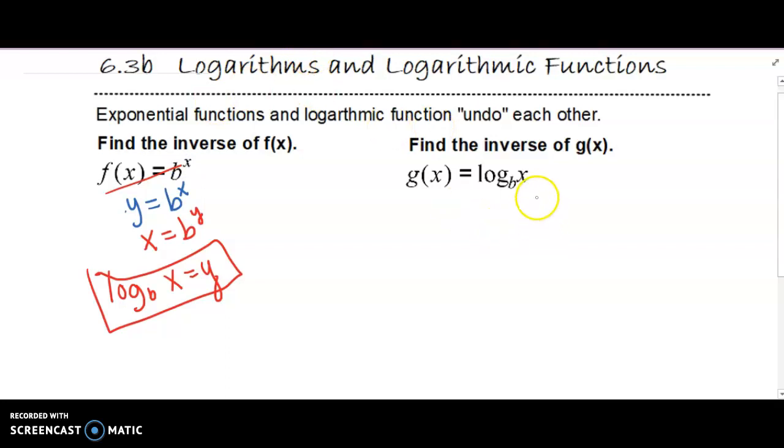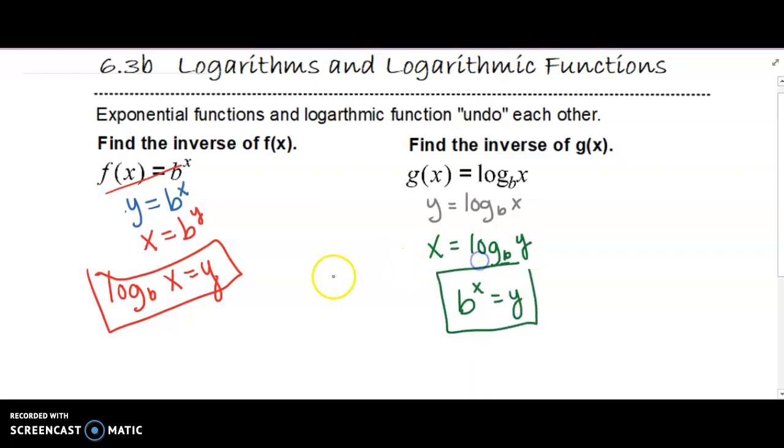All right, now if I come over here and I find the inverse of log b of x, so this is y equals log b of x. Okay, so the first thing I need to do is switch the x and y, so x equals log b of y, and then I need to solve for y, and the only way I know how to do that is to write this as an exponential function. So this would be base b to the exponent of x equals y. Here's the inverse, okay? So notice these are inverses of each other, okay? So we're going to use that to help solve equations.